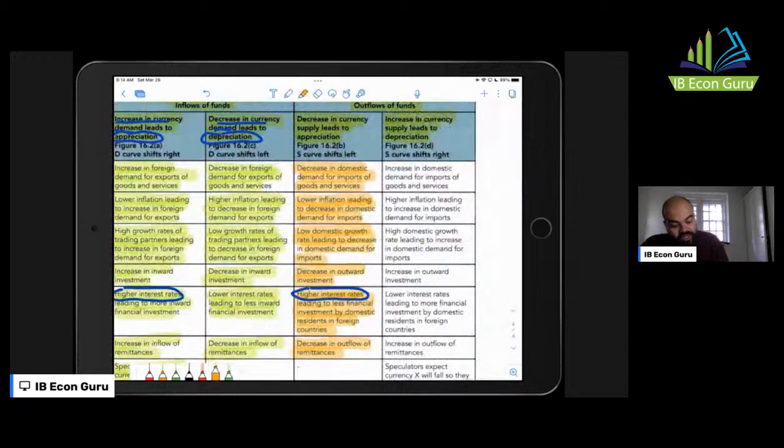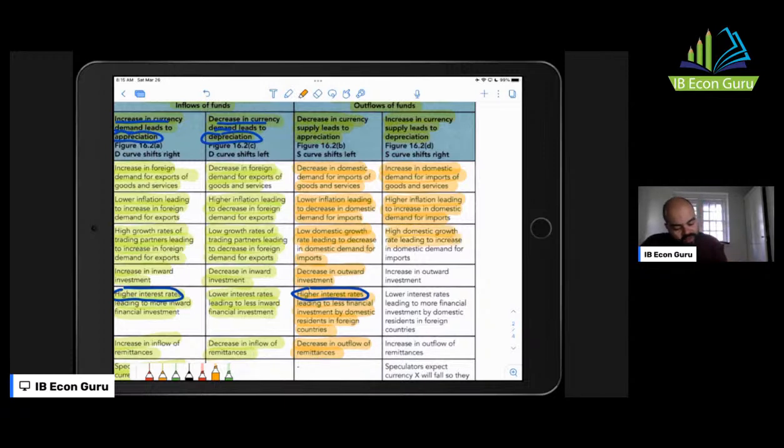Maybe there's an increase in domestic demand for imports of goods and services. Americans are buying more goods and services from the European Union, which basically leads to an increase in the US dollar being exchanged for buying more euros. Higher inflation in the US could actually push American citizens to buy more things from overseas where it's cheaper. So that leads to an increase in the supply of the US dollars on the foreign exchange market.